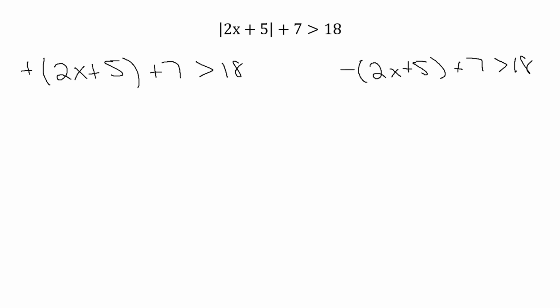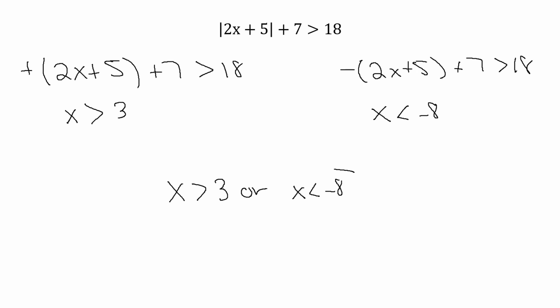And because we've already done the work, I'm going to skip ahead. And what you're going to end up with, on the positive version of this, you end up with x is greater than 3. On the negative version of this, you end up with x is less than negative 8. And because it is greater than, your answer is x is greater than 3 or x is less than negative 8. Okay? So less than, you go from negative to positive. Greater than, you have the or in there.